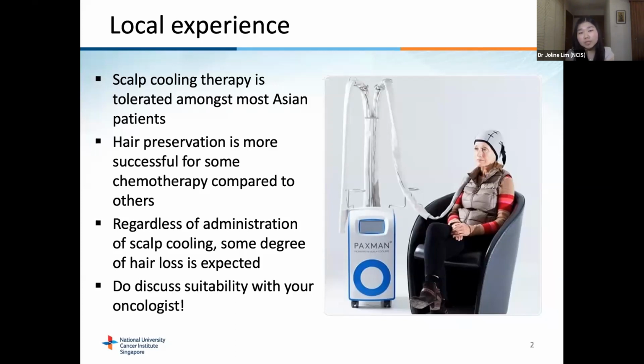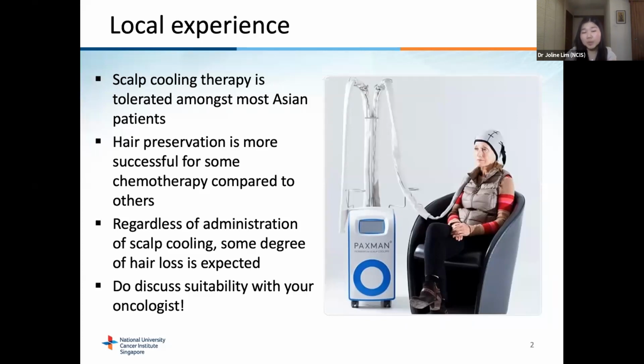I think it's important to know that regardless of the administration of scalp cooling, some degree of hair loss would be expected. So don't go into scalp cooling thinking that, oh, I'm not going to lose any hair at all. There are hair follicle growth and regrowth cycles, and some degree of hair loss is expected, but a lot of patients who have had success tell us that it doesn't drop to an extent where they feel they need a wig or need to cover up. There is thinning, so they still feel encouraged doing it.